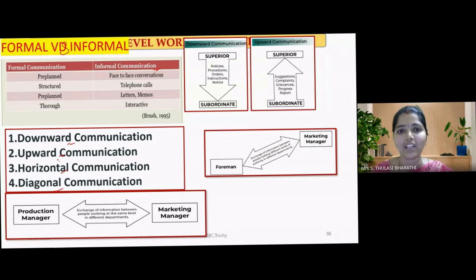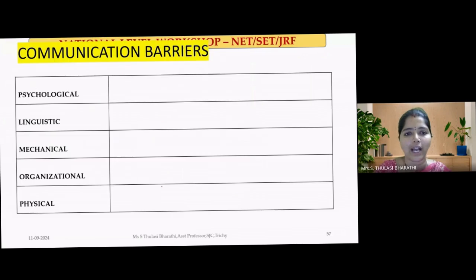Horizontal. Diagonal communication: I, being a computer science professor, talk to the HOD of mathematics. I cross across the levels. He doesn't have direct authority over me, but we will talk. That is diagonal communication. Am I clear, learners? So these are the different levels of communication that we have: downward, upward, horizontal, and diagonal. Am I clear? Yes, very good. And this barrier we only discussed before, right?